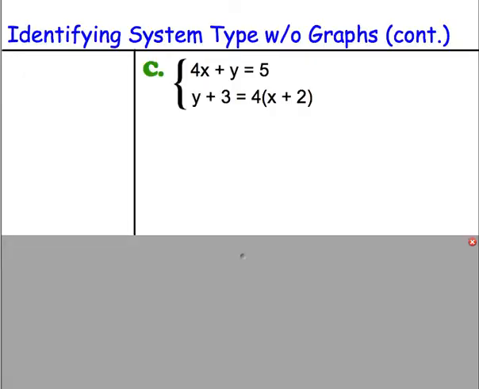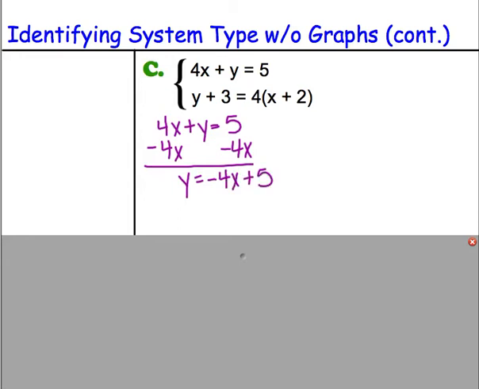Let's look at another example here. We have 4x plus y equals 5, and y plus 3 equals 4 times x plus 2. So if we take a look at our first equation here, 4x plus y equals 5, I'm going to subtract 4x from both sides, which is going to give me y equals negative 4x plus 5.